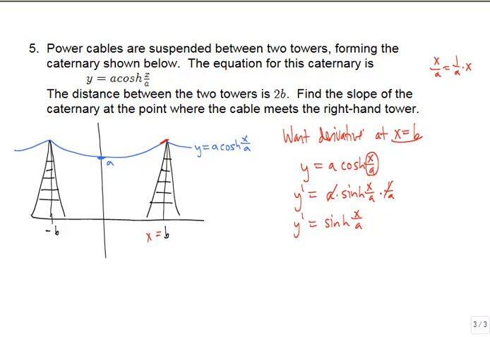So now we can use this point, so if we plug in x equals b, then the slope will be hyperbolic sine of, I'm going to substitute in b for that x, so it's going to be hyperbolic sine of b over a. So that's this slope right here.